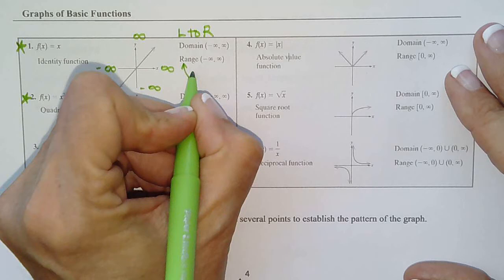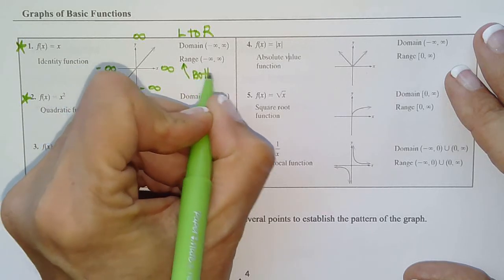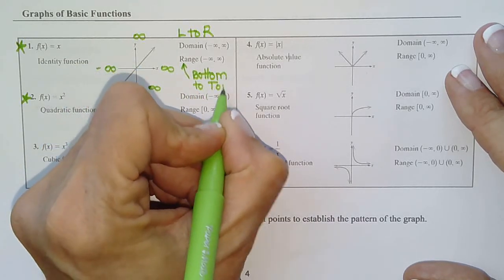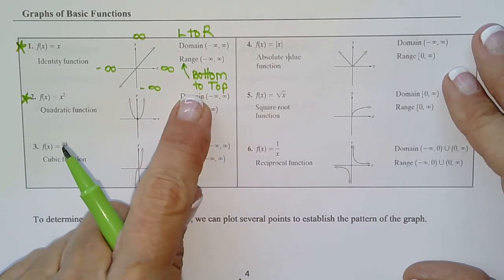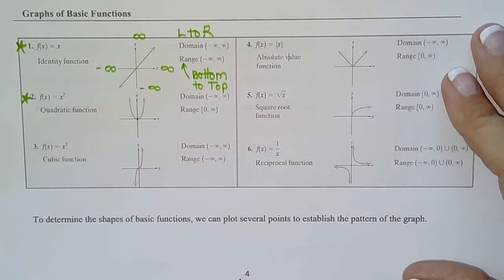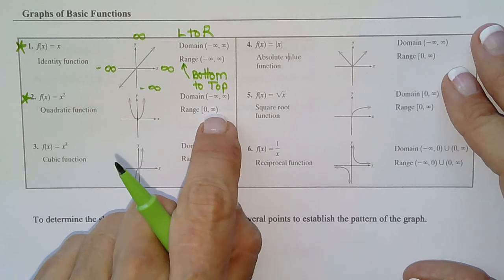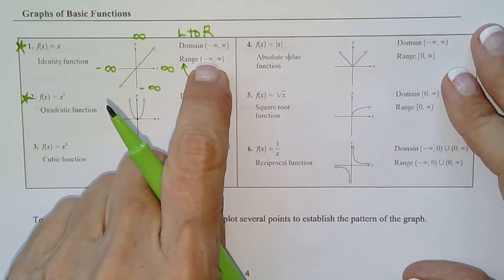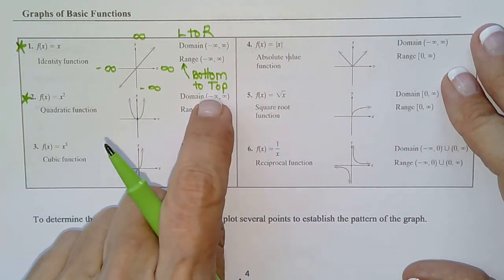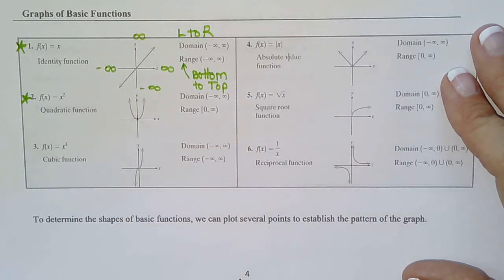So let's write our little reminder bottom to top there. So domain are the x's. We start with the left-hand x and we go to the right-hand x. Range are the y's. We start with the lowest y, we go to the highest y. And remember, when you look at your interval notation, the smallest number should be listed first, the largest number second. And if you look, that's always true.